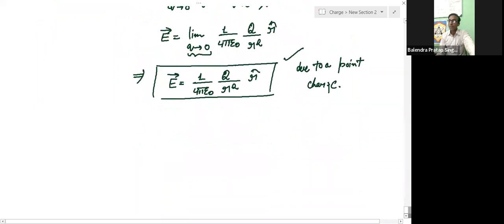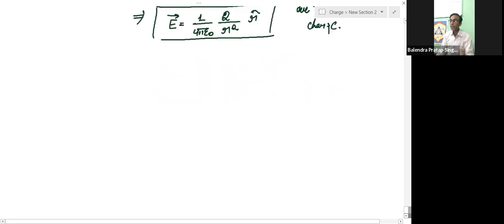As I told you, the direction of the electric field is the same as the electric force. The direction of force is r cap, so the direction of the electric field is also r cap. Now let's do a problem over this concept.